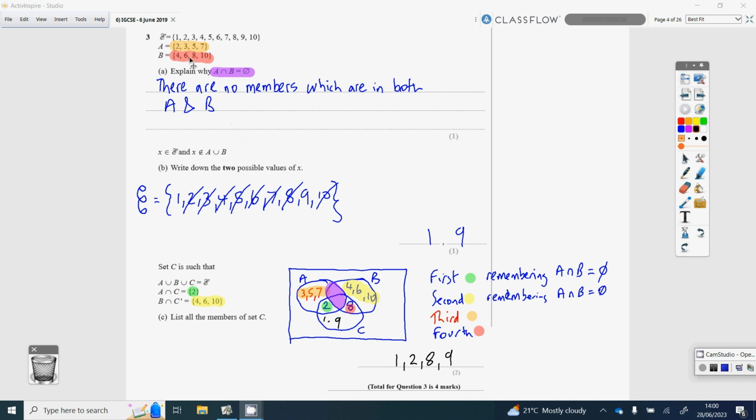My B is 4, 6, 8 and 10. Nothing's here. 4, 6 and 10 are here. So my 8 has to be here. And then that just leaves me with the numbers 1 and 9.